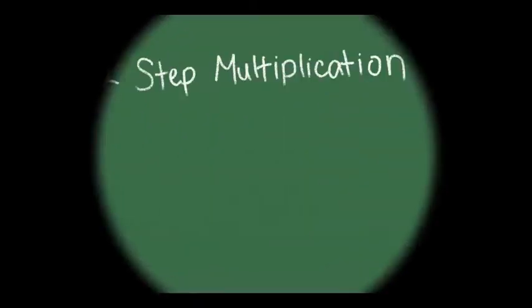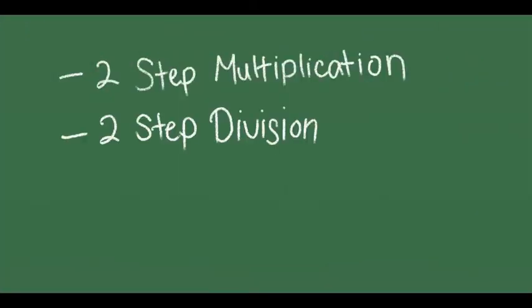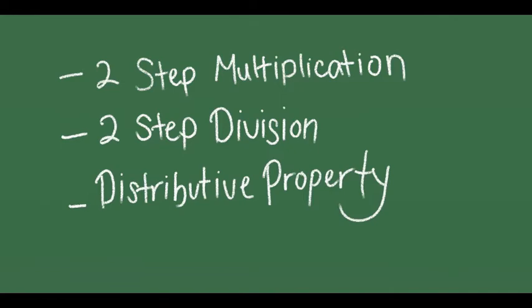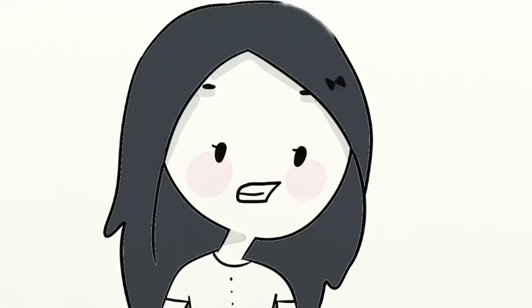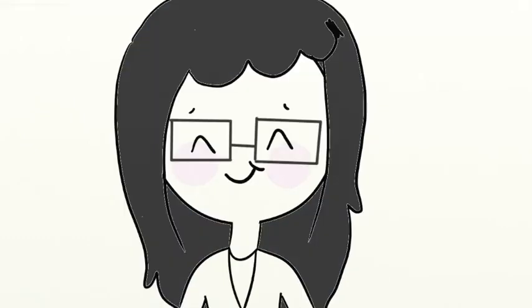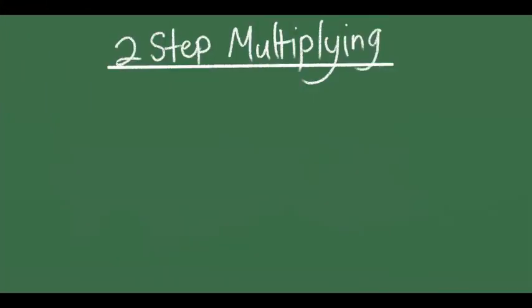The three things you'll need to know are two-step multiplying, two-step dividing, distributive property, and a few vocabulary words we'll go through later. Wow, that sounds like a lot. Don't worry, it's quite easy when you get the hang of things. Let's start with two-step multiplying.